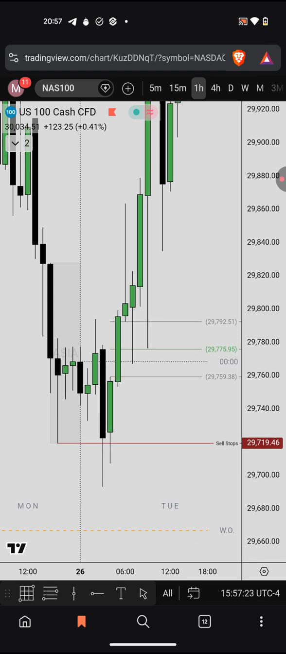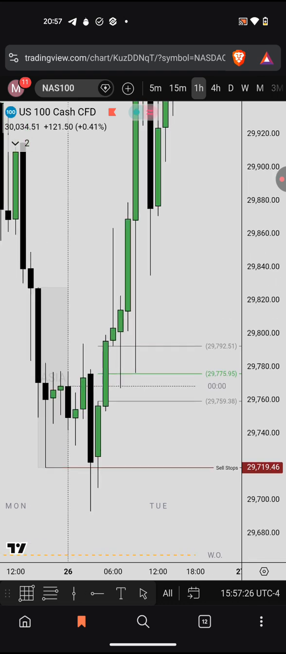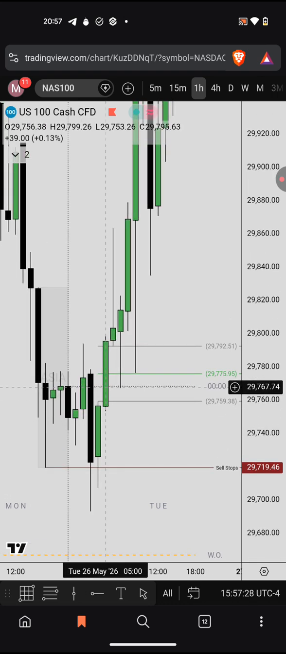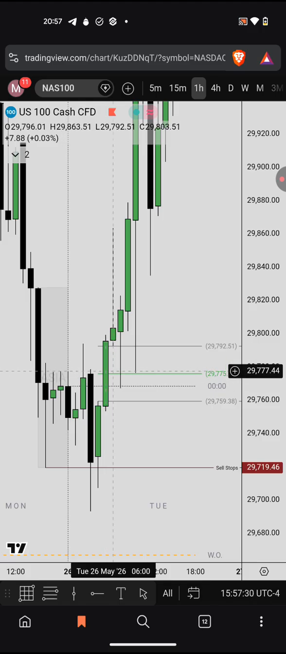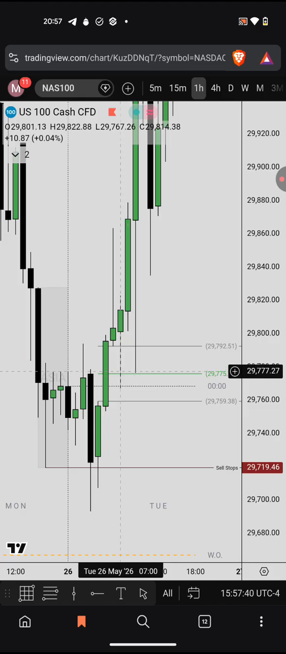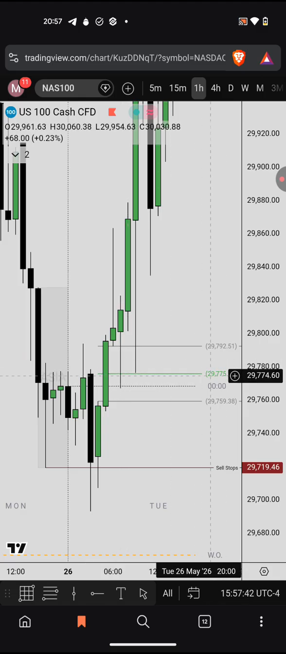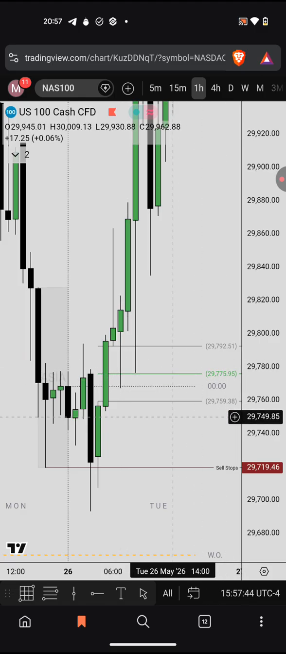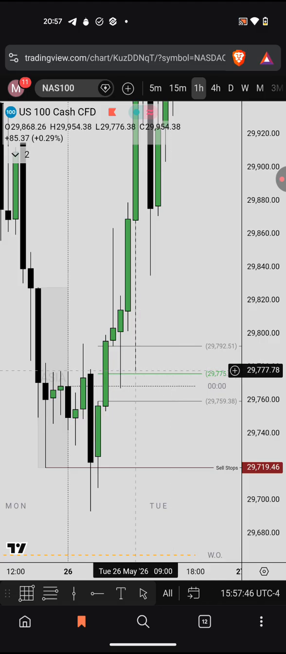But since there is no fair value gap below the opening price, this is the first presented fair value gap after the stop run has occurred. This is the first presented fair value gap. So this is my entry at the 50%, 29,775.95. That's the entry right here.